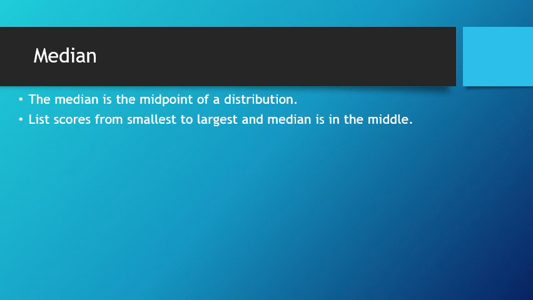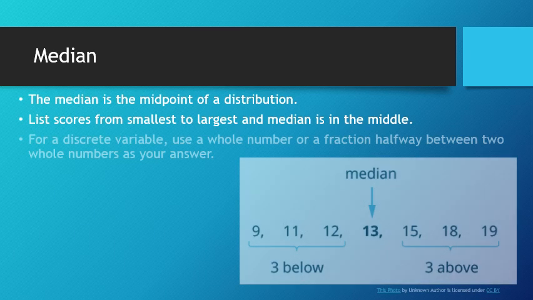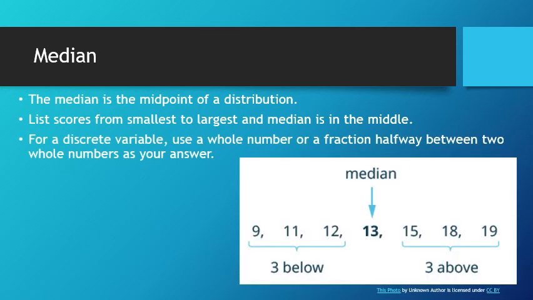So first you would list the scores from smallest to largest, and then the median would be in the middle. For a discrete variable, you would use a whole number or a fraction halfway between whole numbers as your answer for the median. Look at this example below. There are 7 numbers. We put them in order from smallest to biggest. The number in the middle is the median. So 13 would be the median for this data set.